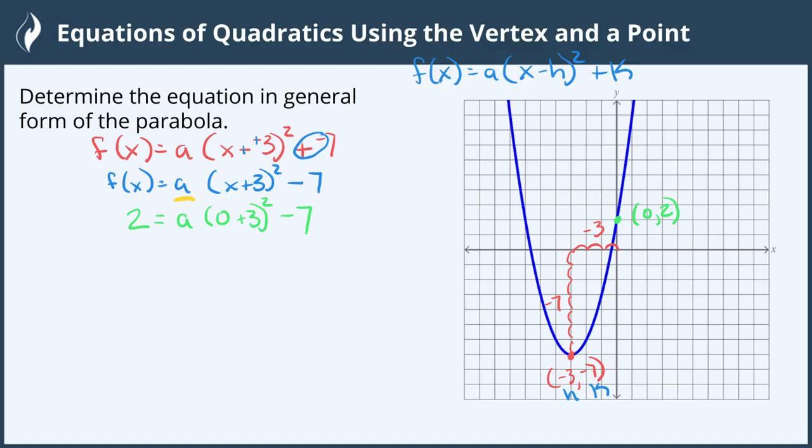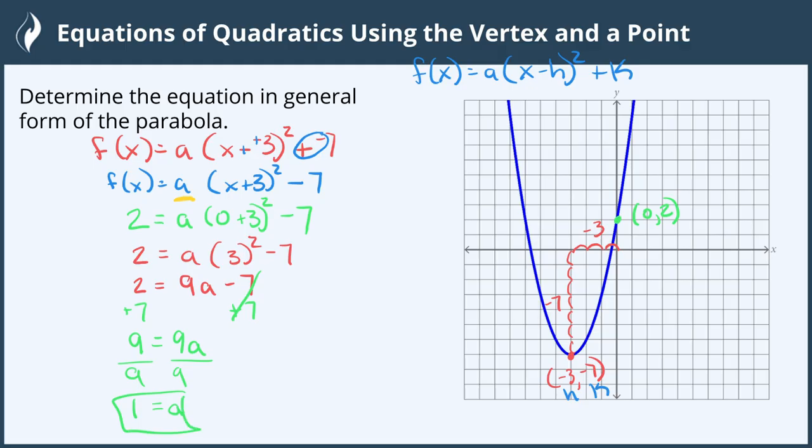Using the order of operations, we'll need to add inside the parentheses first. 0 plus 3 is 3, so we have 2 equals a times 3 squared minus 7. 3 squared is 9, so we get 2 equals 9 times a, which is 9a, minus 7. Continuing to isolate for a, we'll add 7 to both sides. And we get 9 equals 9a. Divide both sides by 9, which gives us that a equals a positive 1.